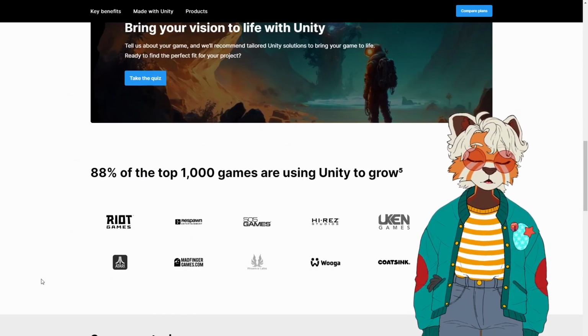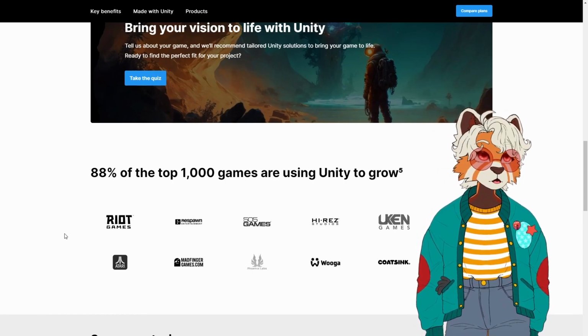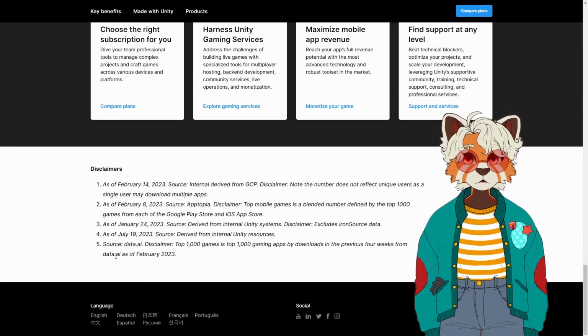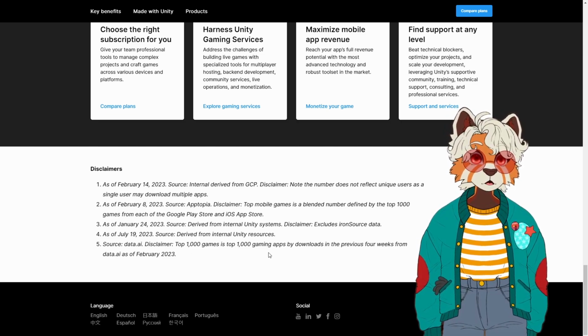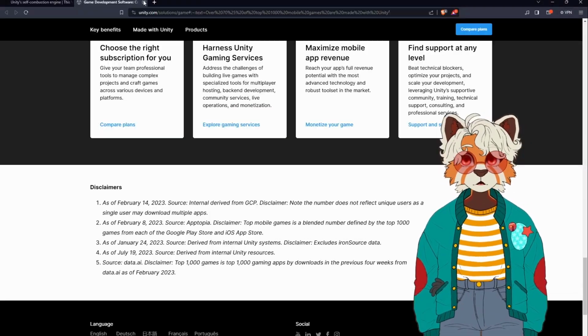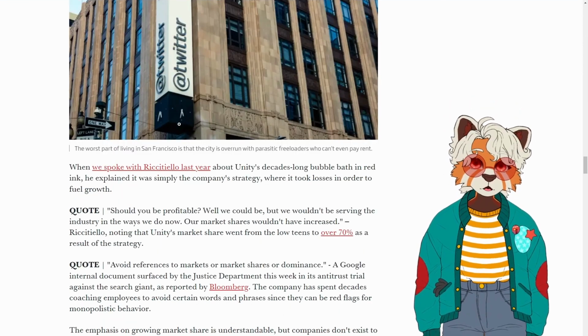I mean, according to Unity themselves, 88% of the top 1,000 games are using Unity as part of their growth strategies and their development. And to quote them, there's the source: data.ai, top 1,000 gaming apps by downloads in the previous 4 weeks from data.ai as of February 2023. So Unity is really enjoying a massive market dominance at the moment.